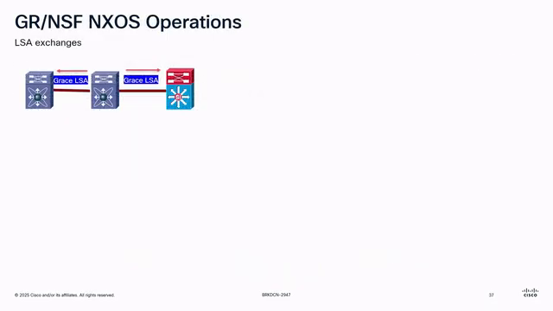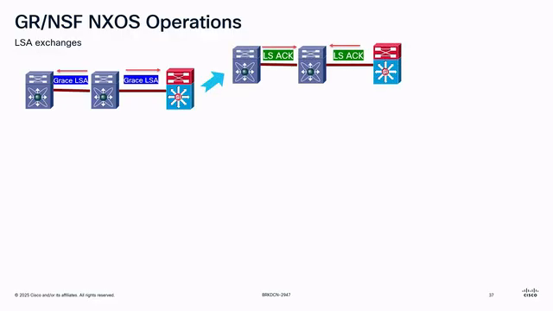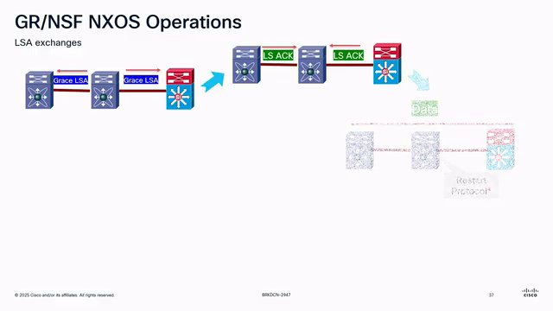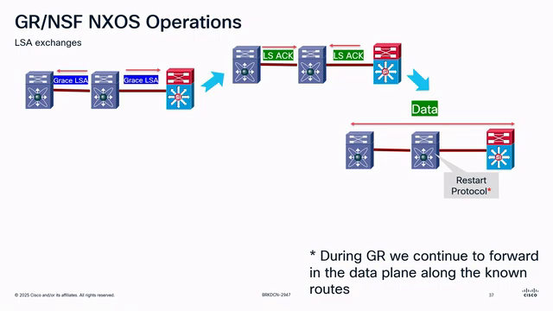Now, how does GR or NSF work? Very simple. When I'm about to take down a protocol, I will send an LSA to my neighboring devices and say, I'm about to go down. Just be aware, don't talk to me for a bit. I'll let you know when I'm coming back. The devices will basically get an ack, saying, okay, we got you covered. When you come back, we will send you all the data you need. The process will go through that restart at that point.